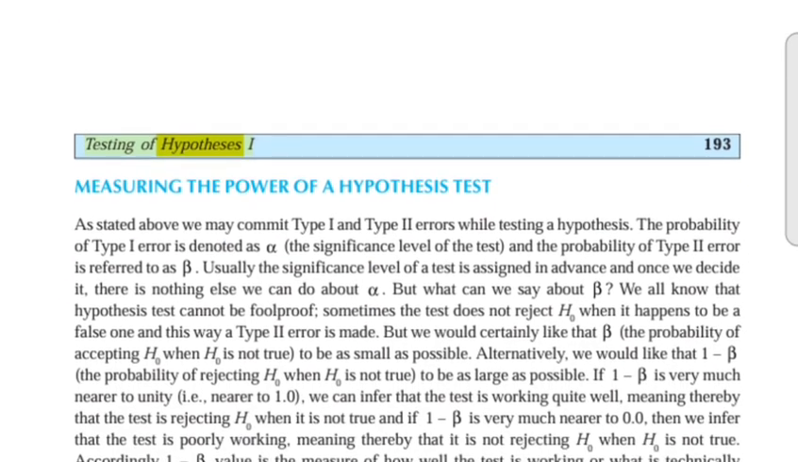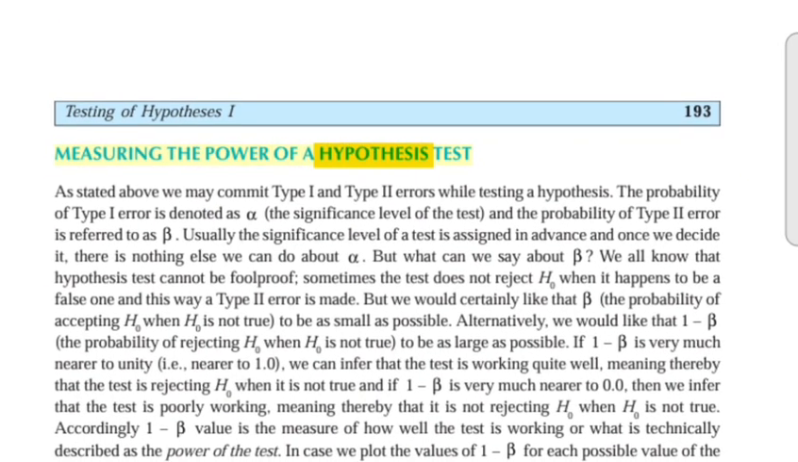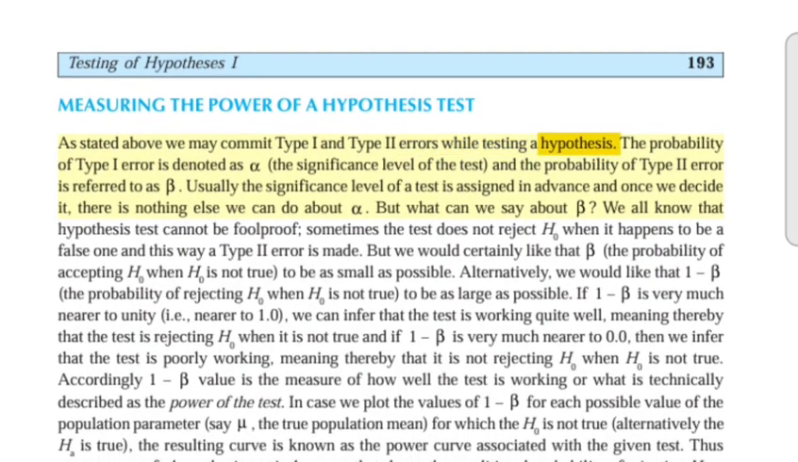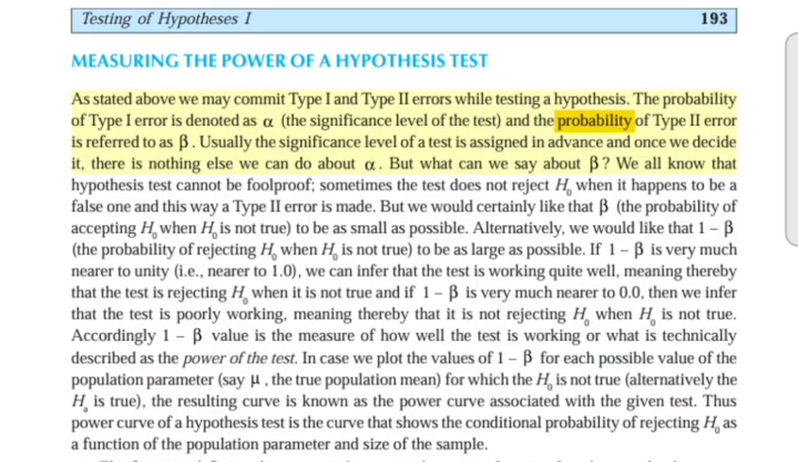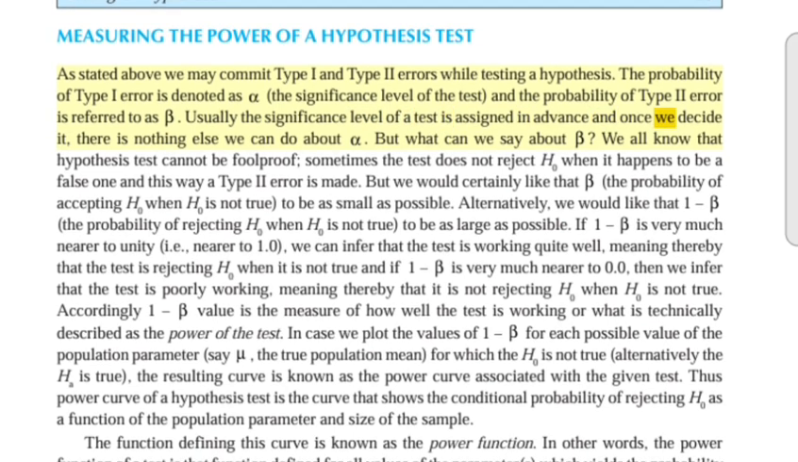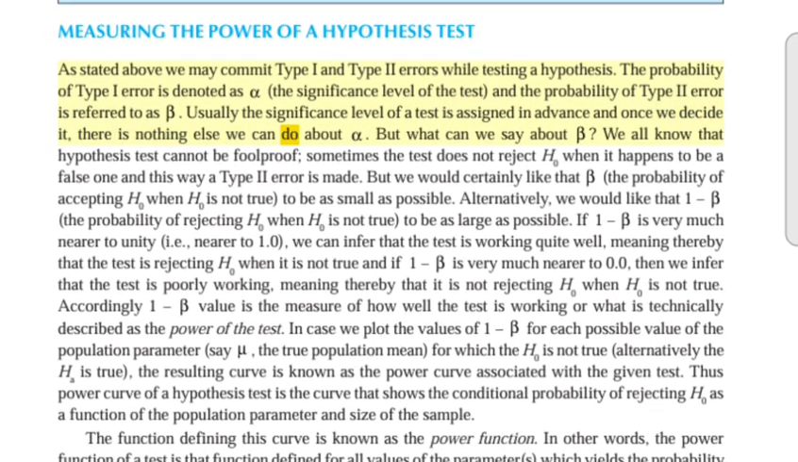Testing of hypotheses. Measuring the power of a hypothesis test. As stated above, we may commit type 1 and type 2 errors while testing a hypothesis. The probability of type 1 error is denoted as alpha, the significance level of the test, and the probability of type 2 error is referred to as beta. Usually the significance level of a test is assigned in advance, and once we decide it, there is nothing else we can do about alpha.